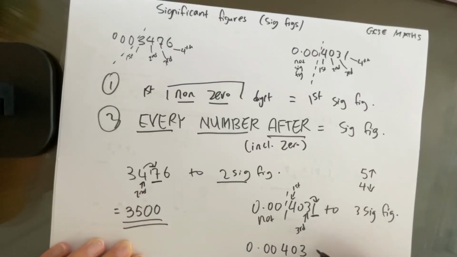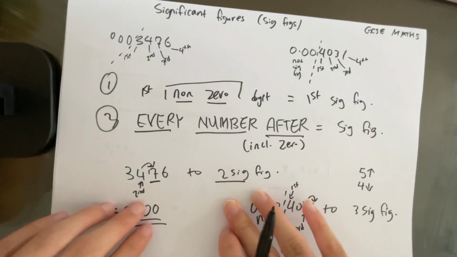So it's going to be 0.00403. You don't write a 0 after it because it doesn't show any value. Here, it's important, right? If we didn't write the zeros, it'd be 35. 35 and 3,500 are completely different numbers, right? But we don't need a 0 here because it doesn't really do anything to the number itself. So this number would be 0.00403. Okay, I hope this explains significant figures a bit.